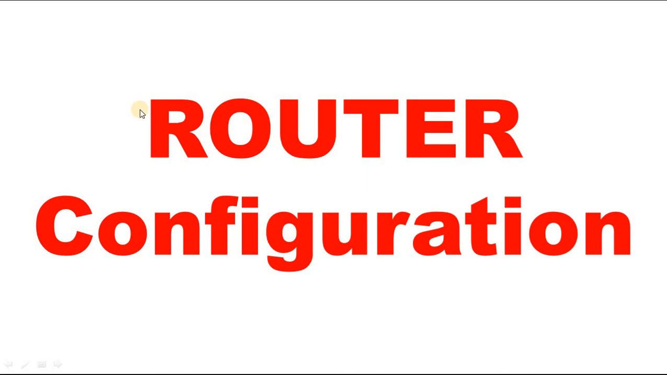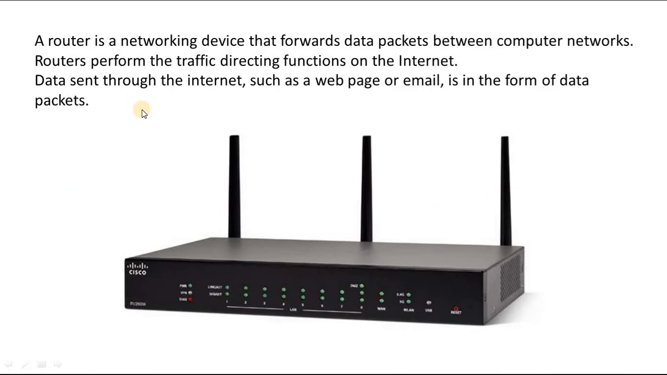Today in this lecture we are going to learn router configuration using the Cisco Packet Tracer application step by step. Before we move to the Cisco Packet Tracer application, let us understand the definition of a router. A router is a networking device that forwards data packets between computer networks. Routers perform the traffic directing functions on the internet. Data sent through the internet, such as a web page or email, is in the form of data packets.